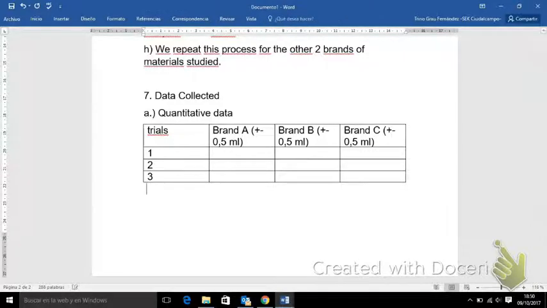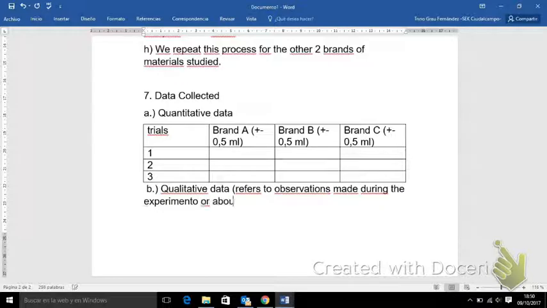And then we have the qualitative data. Qualitative data refers to observations made during the experiment or about the materials or anything you consider important to mention. That is qualitative data.